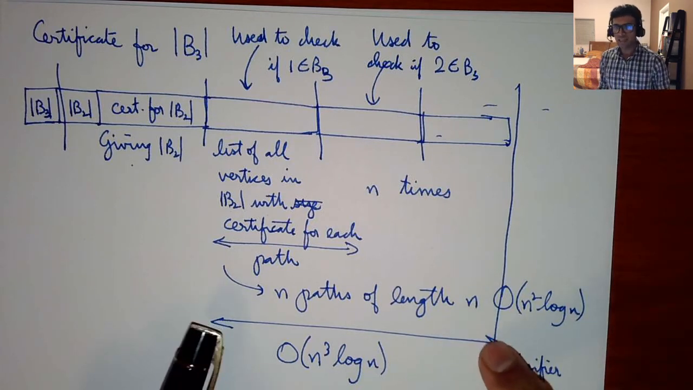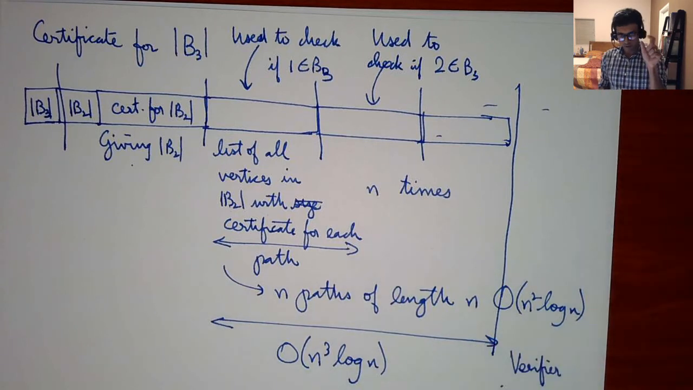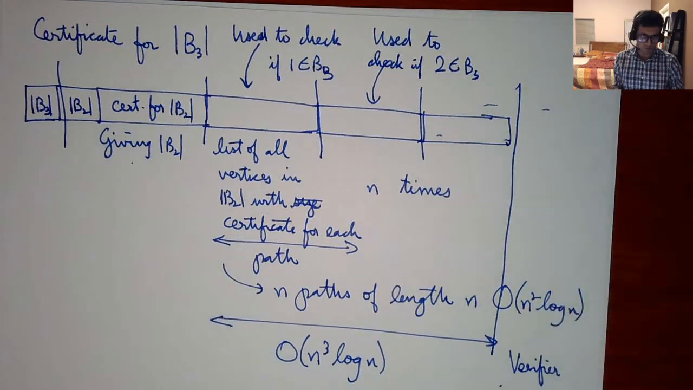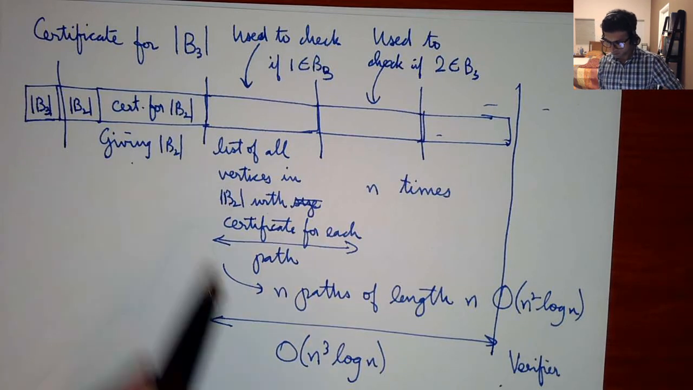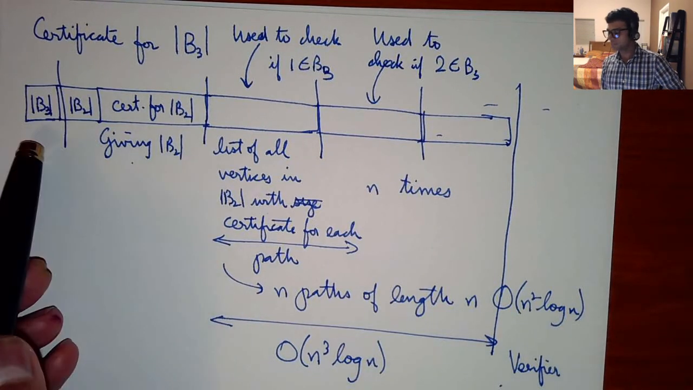So I guess technically it's n cubed log n for going from Bi to Bi plus 1, and then that is repeated n times. So it's n to the 4th log n, because this entire thing has to be repeated n times. Right, because this only gets you from B2 to B3.